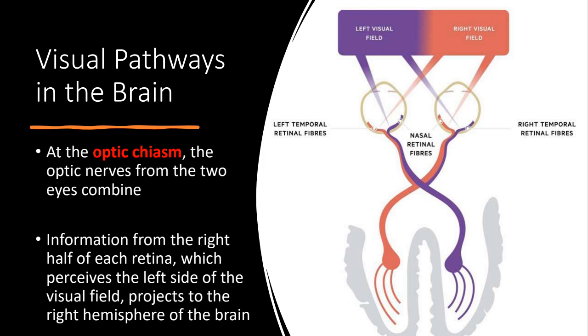projecting onto the right side of the brain. So the left visual field projecting onto the right side of the brain, right visual field projecting onto the left side of the brain. But we've got information from each eye contributing to the pathway that goes to each side of the brain.